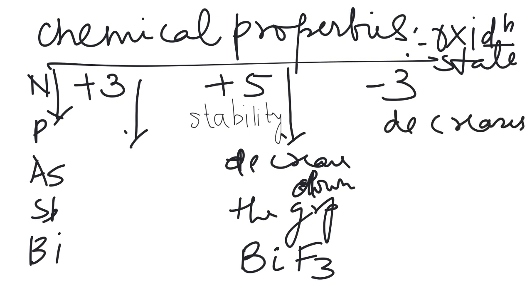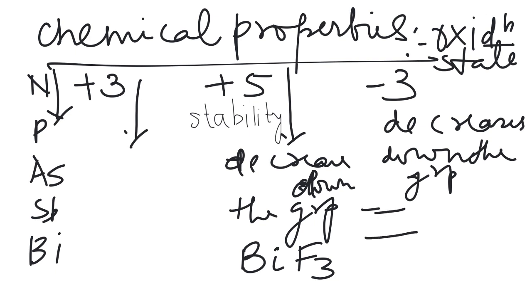Down the group. So why? Because there is an increase in size and metallic character increases. That's why. So due to increase in size, then metallic character increases.